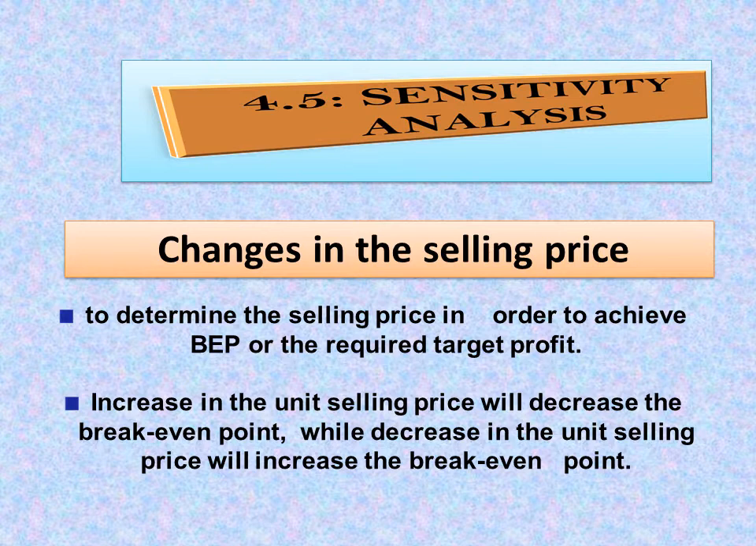Changes in the selling price. To determine the selling price in order to achieve BEP or the required target profit. An increase in the unit selling price will decrease the break-even point, while a decrease in the unit selling price will increase the break-even point.